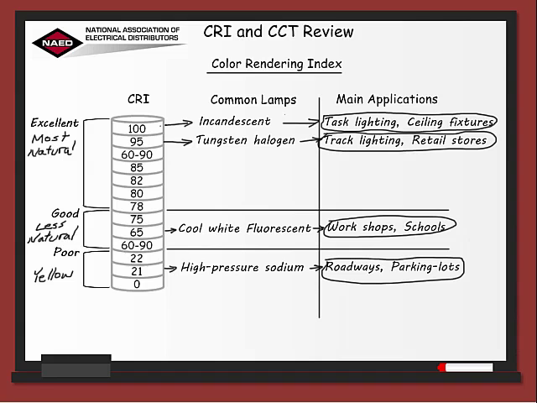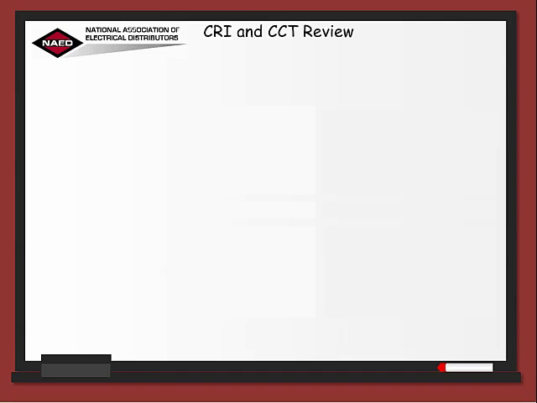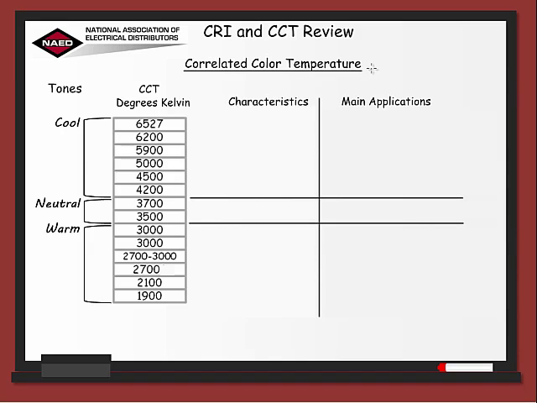Now I'm going to switch screens and we'll talk about the CCT. The correlated color temperature, known as CCT, which is a temperature rating scale, is measured in degrees Kelvin. The CCT is also divided into three categories or tones: cool, neutral, and warm.